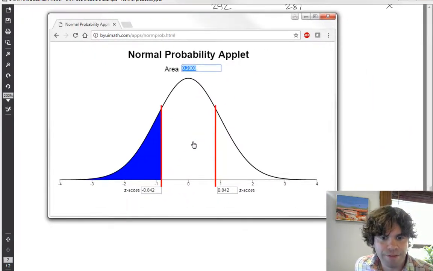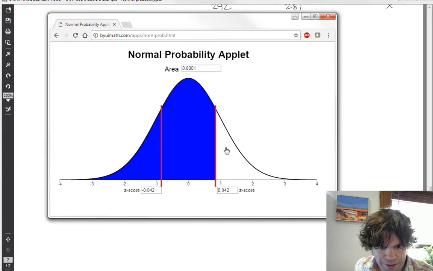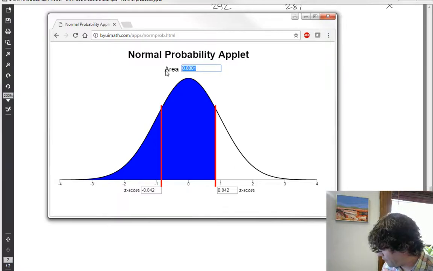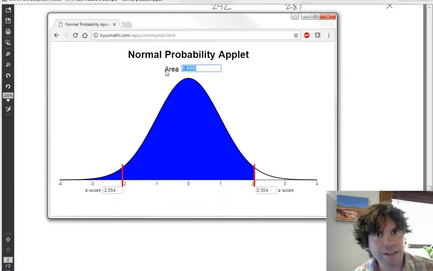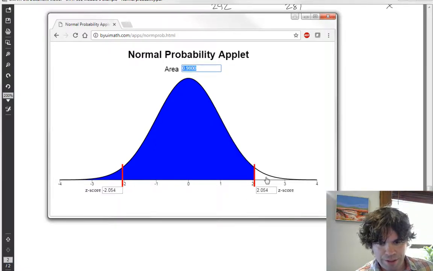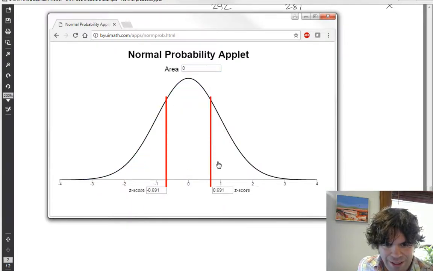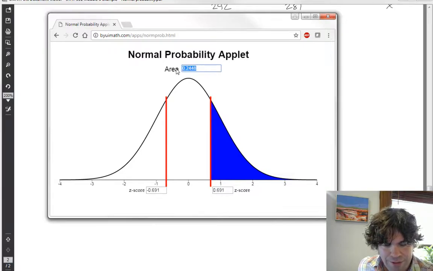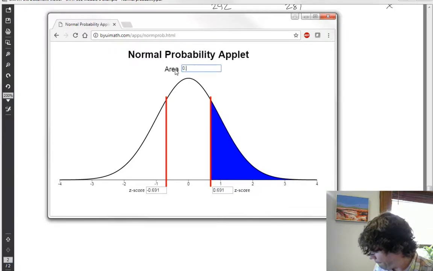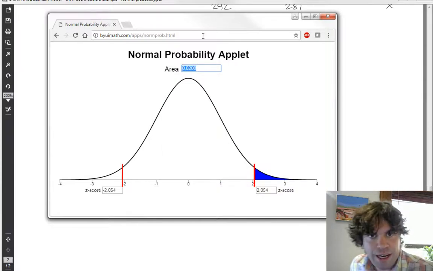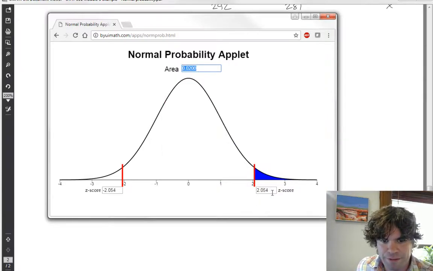We'll get it in terms of z first, so I'm going to want an area to the left, so let me click on left and then make that area be 0.98, and we get z equals 2.054. I could have used the right tail as well, so let me mess these up a bit. Click on the right tail and say the right tail should have 0.02 in it. And I get the same thing, 2.054.